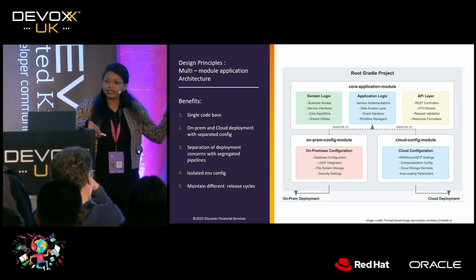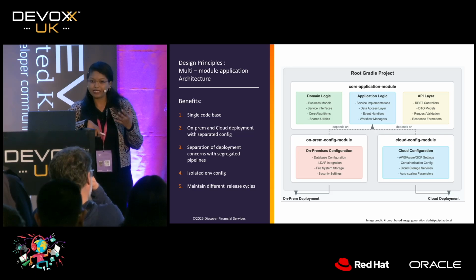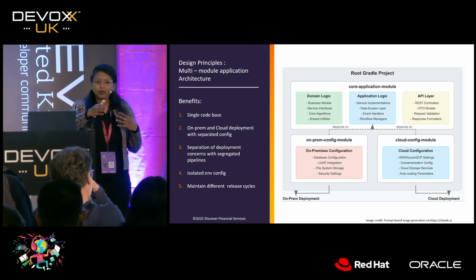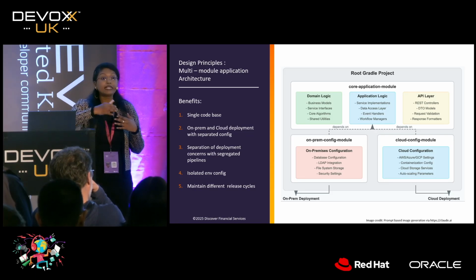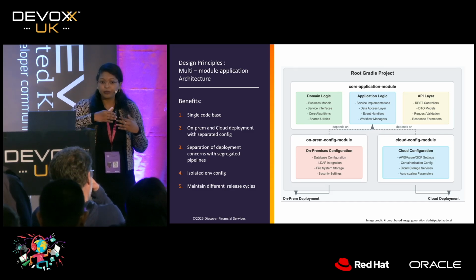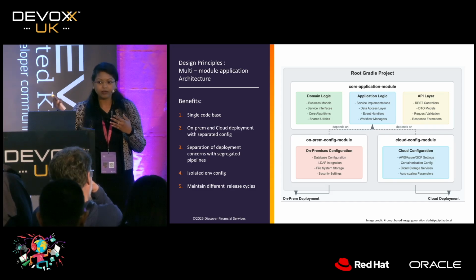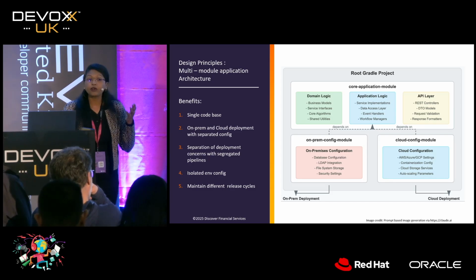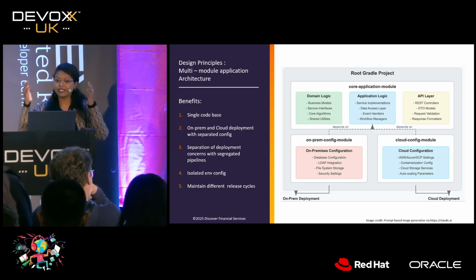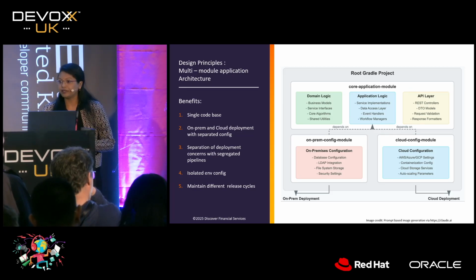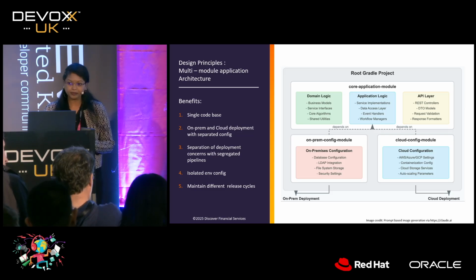So this segregation is actually giving us the benefit and flexibility to segregate both the configurations and the release cycles. So we can schedule any number of releases at any point of time on both of these environments independently. And at what cost? We are still having that same core application module. We are not duplicating it.